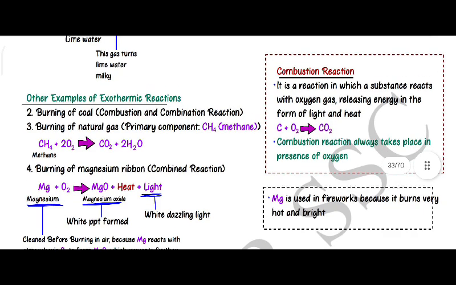Other examples of exothermic reactions: burning of coal, a combustion and combination reaction; burning of natural gas, whose primary component is CH4, methane. CH4, methane, plus 2O2 gives carbon dioxide plus 2H2O, water. A combustion reaction is a reaction in which a substance reacts with oxygen gas, releasing energy in the form of light and heat. Carbon plus oxygen gives carbon dioxide. Combustion reaction always takes place in the presence of oxygen.